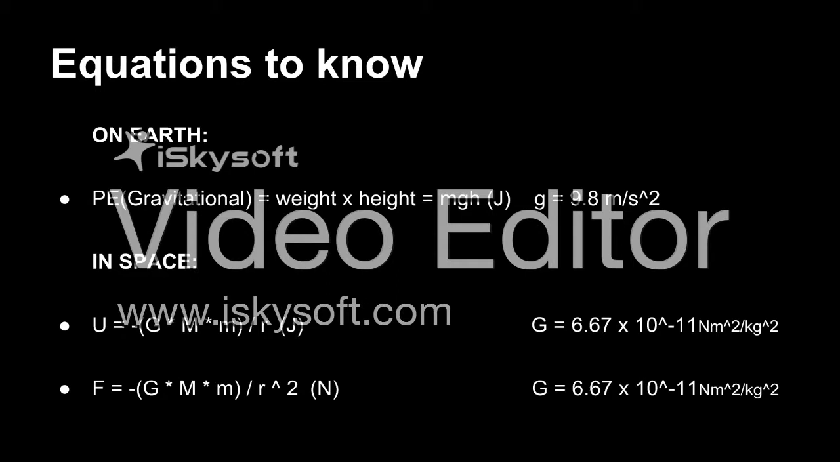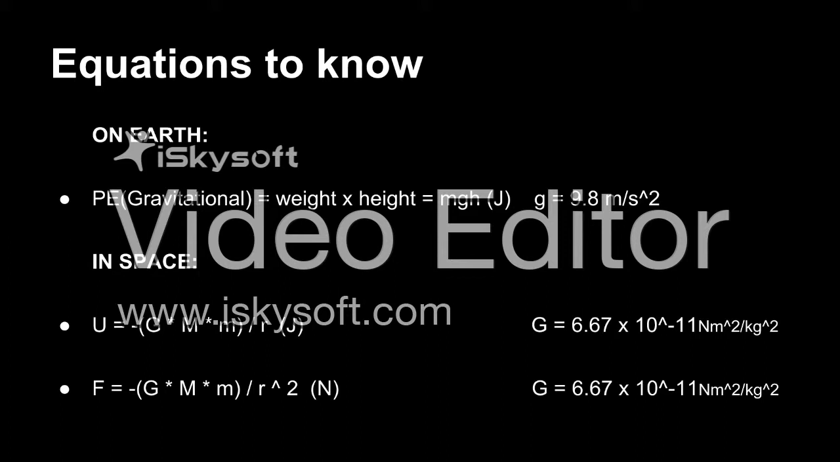So here are some equations that you should know. On Earth, gravitational potential energy equals the weight times height, which is mass times gravity times height, and it's in joules as its units, and gravity is 9.8 meters per second squared. In space, however, gravitational potential energy equals negative G times mass 1 times mass 2, all divided by the radius. This is also in joules, and G is 6.67 times 10 to the negative 11 newton meters squared over kilograms squared.